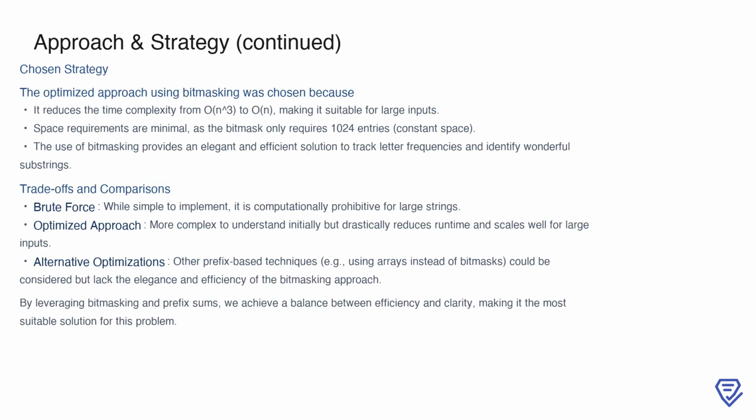The chosen strategy for solving this problem is the optimized approach using bit masking. This method is preferred because it reduces the time complexity from O(n³) to O(n), making it highly efficient and suitable for large inputs. The space requirements are minimal as well, since the bit mask only requires storage for 1024 entries, which is constant space. Moreover, the use of bit masking provides an elegant and efficient way to track letter frequencies and determine wonderful substrings using a prefix-based approach.